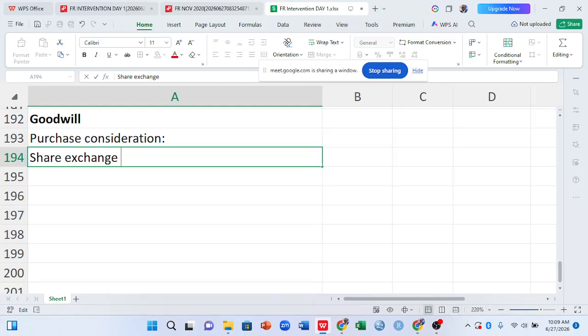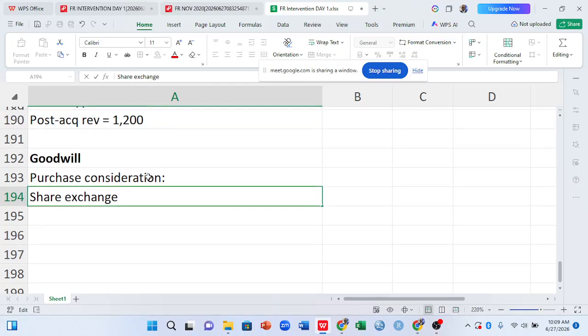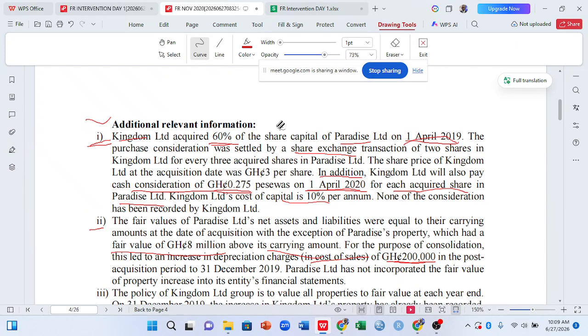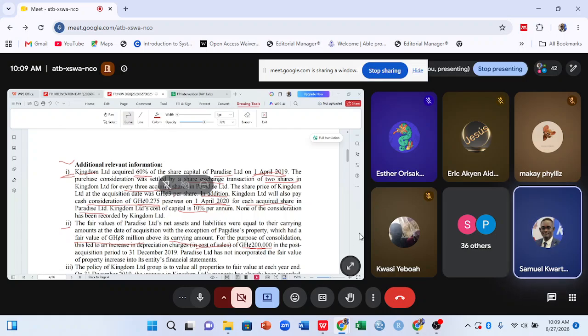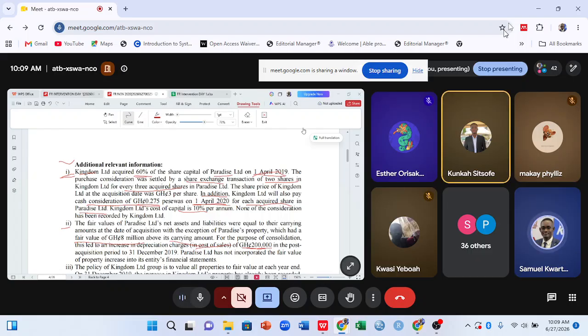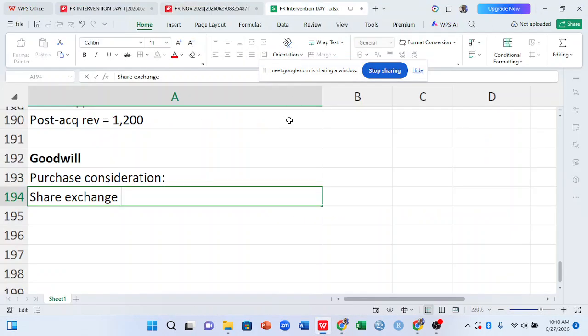For the share exchange, we look at what the question demanded. The question said the purchase consideration was settled by a share exchange of 2 shares for every 3 acquired shares. So if it's 2 for every 3 acquired shares, what is the fraction we are going to use? Whose hand is up? Yeah, go ahead. 2 on 3. That's good. So that will be 2 on 3. Then we are supposed to multiply by the shares we acquired.